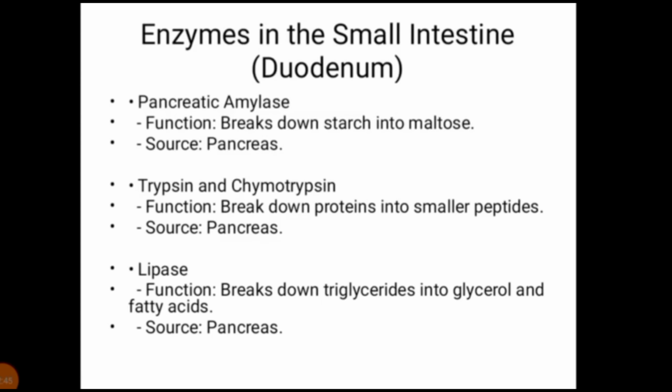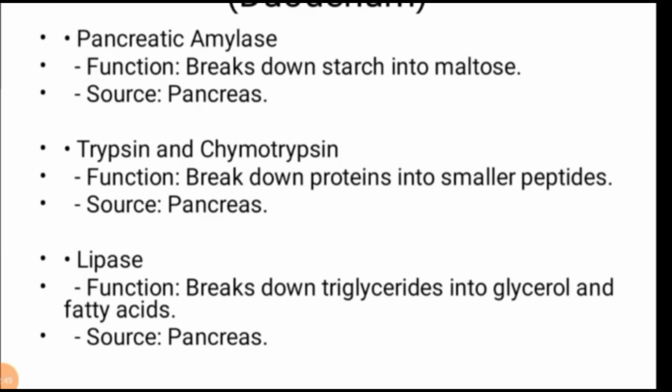So the next enzymes are trypsin and chymotrypsin. They break down proteins into smaller peptides, and the source is also the pancreas.